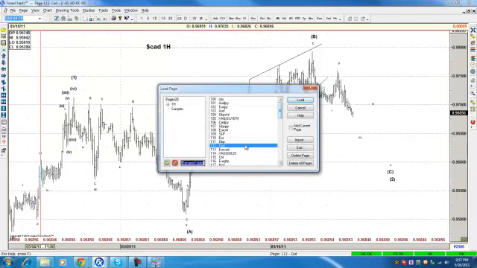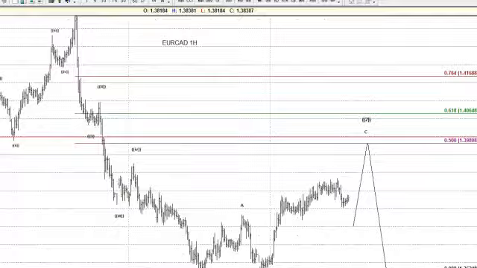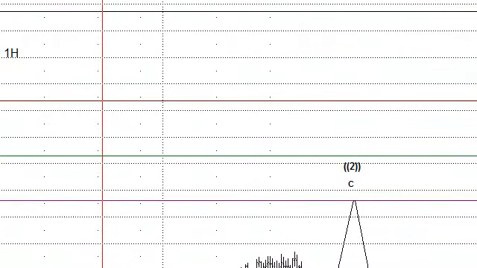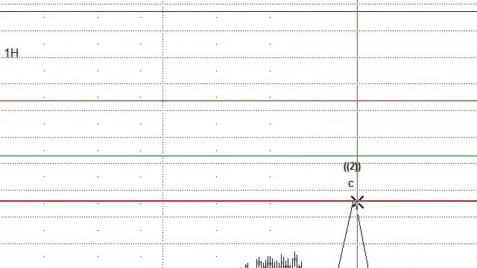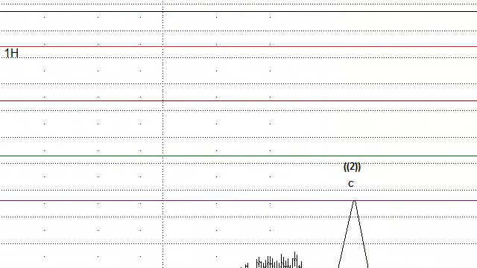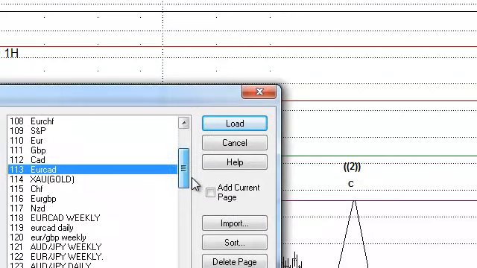Now, if we look at the EuroCAD, it's showing another nice structure on the daily, where we should get a move to around either 39.80 or 40.60 before the breakdown to the downside in the EuroCAD. The yen pairs, I still see wave C.